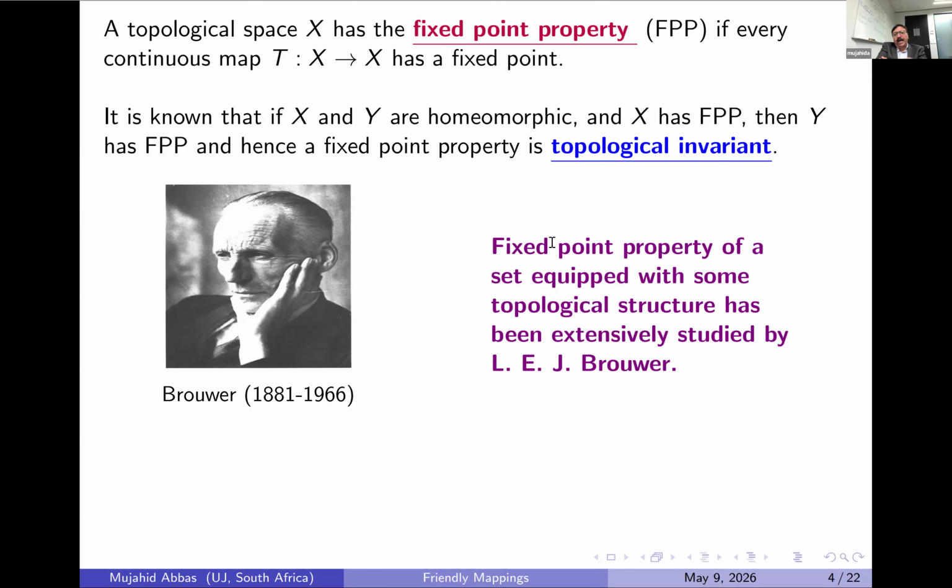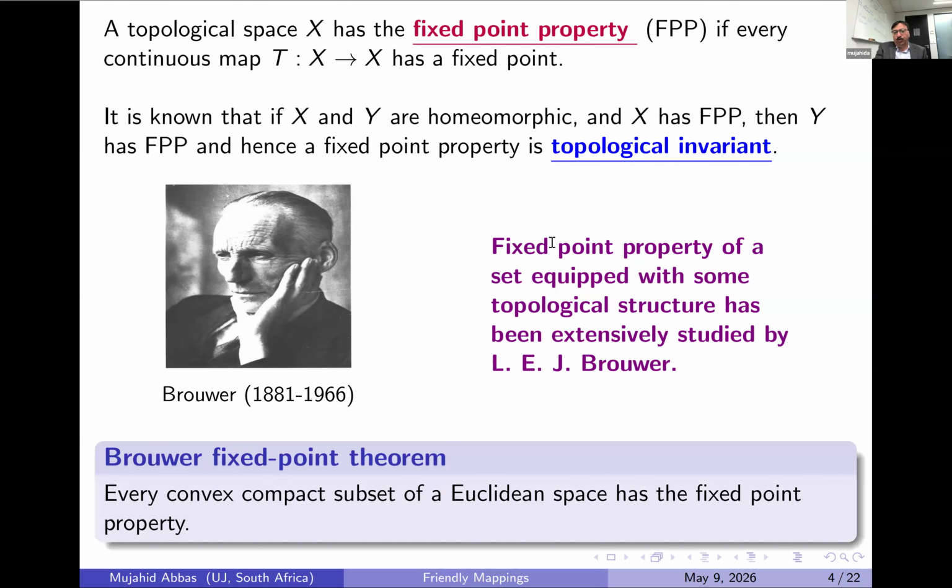It is also known that if you have two topological spaces X and Y which are homeomorphic, and X has the fixed point property, then Y has the fixed point property. So in that sense, the fixed point property is topologically invariant. This concept, the fixed point property of a set equipped with some topological structure, has been extensively studied by Brouwer.